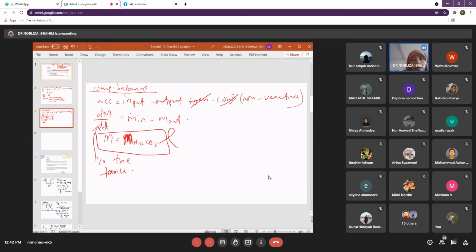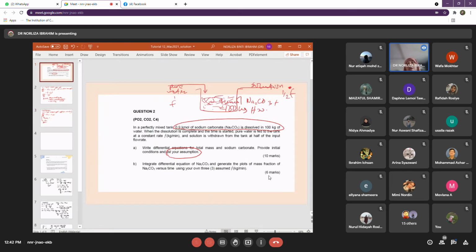that M is not specific. M represents the total mass. So you need to multiply with something so that M can be related to the sodium bicarbonate. So now we want to find this one, M Na2CO3.